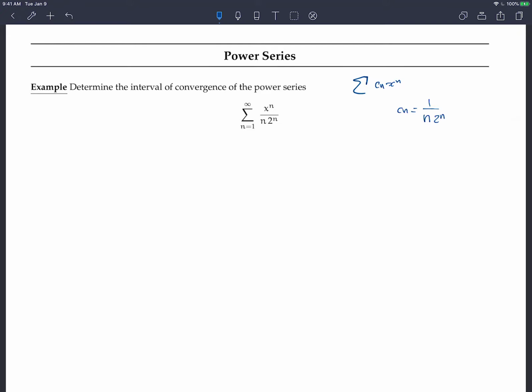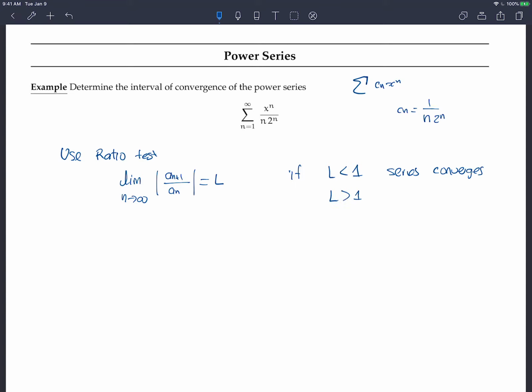So what I need to do is find for what values of x this series will converge, and I'm going to use the ratio test. Why? Because many times the ratio test works to find the interval of convergence. Remember, the ratio test tells us to find the limit when n goes to infinity of the absolute value of the a_(n+1) term divided by the a_n term. If we call that L, and if L is less than 1, the series converges. And if L is more than 1, the series diverges. So we're going to find this limit and play with the values of L and see what happens.